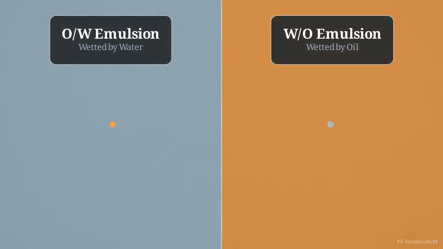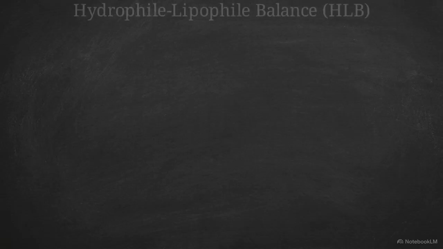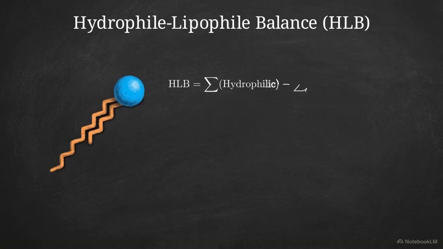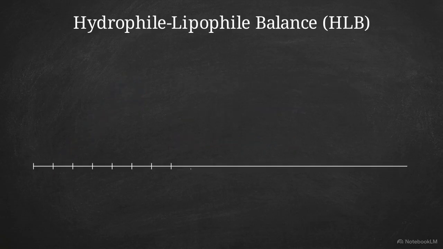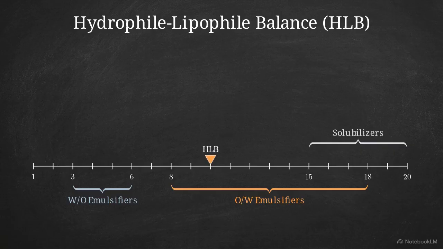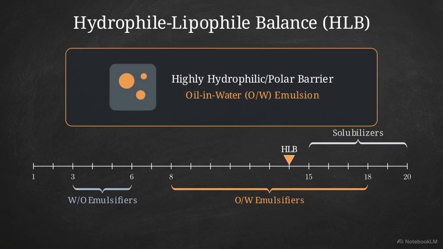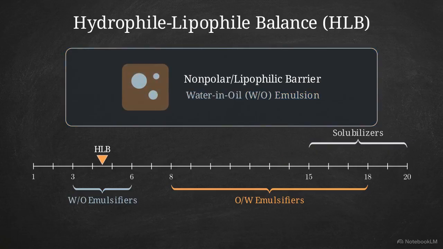Clays wetted by water form oil and water emulsions, while particles like carbon black, wetted by oil, force water to become the dispersed phase. To select the right surfactant, formulators use the hydrophile-lipophile balance, or HLB scale. It is an empirical metric calculated using the group numbers of a molecule's chemical structure. It assigns a precise value to the surfactant's polarity, dictating whether it will form a highly hydrophilic barrier favoring an oil and water emulsion, or a nonpolar barrier favoring water and oil.